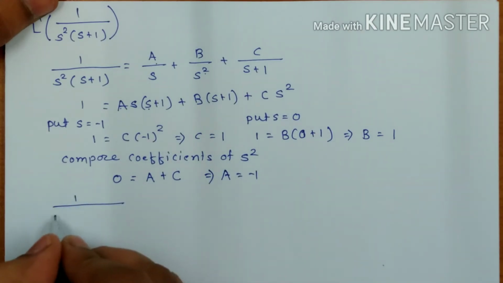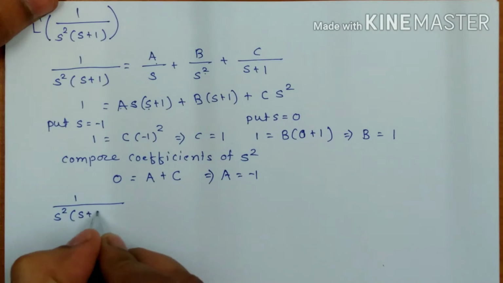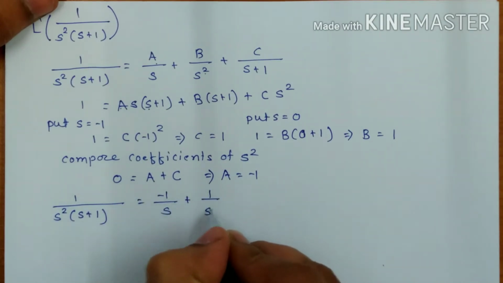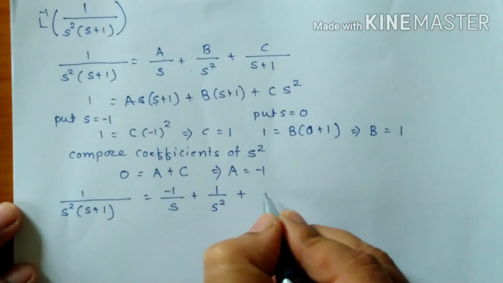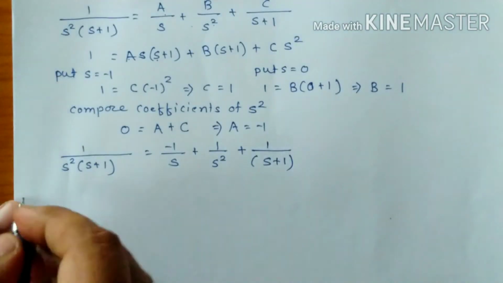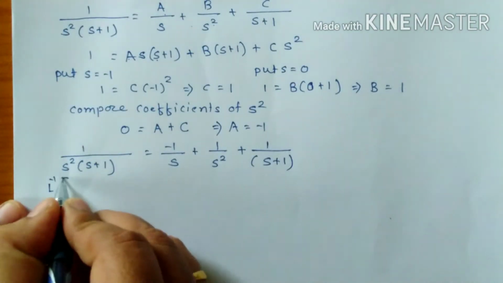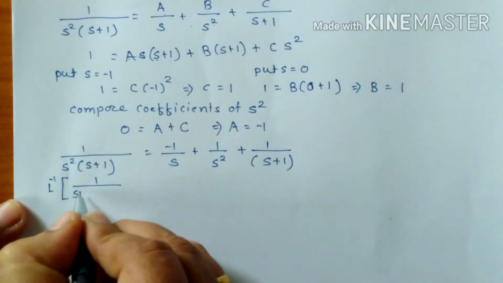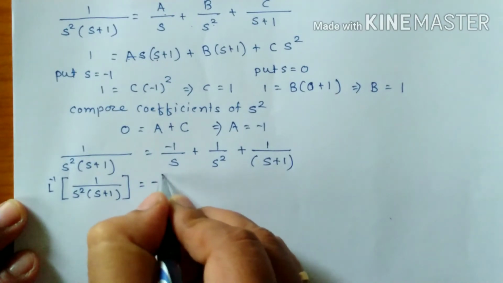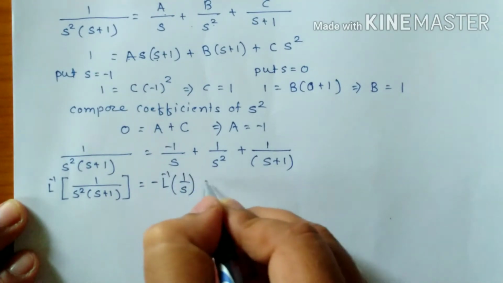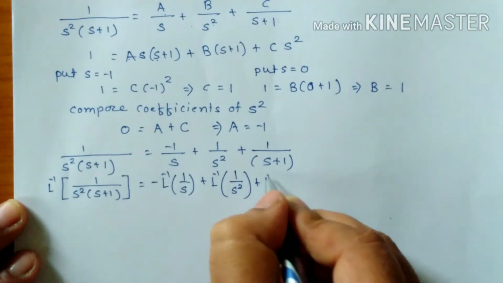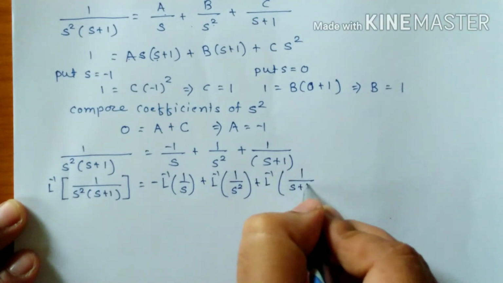Therefore we get 1 upon s square into s plus 1 is equal to minus 1 upon s plus 1 upon s square plus 1 upon s plus 1. Okay, now taking the inverse Laplace on both sides, L inverse of 1 upon s square into bracket s plus 1 is equal to minus L inverse of 1 upon s plus L inverse of 1 upon s square plus L inverse of 1 upon s plus 1.